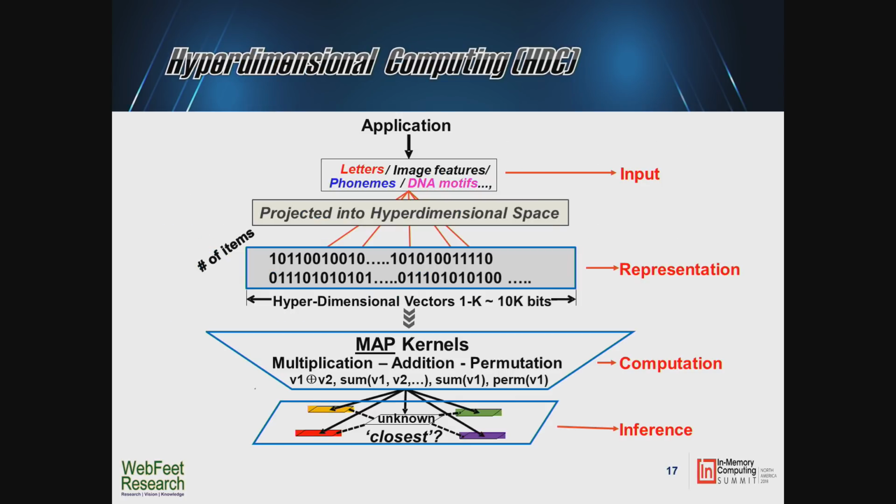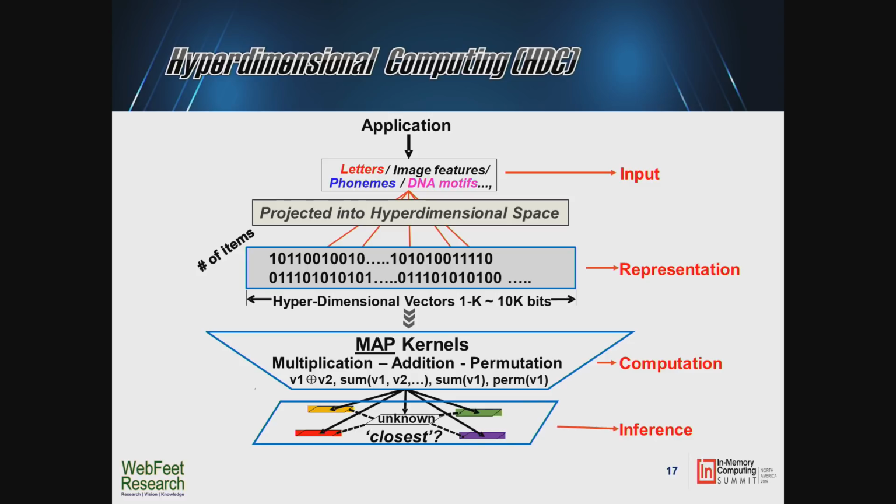Now, this is HDC. Notice I have the application, which consists of letters, image features, phonemes, DNA motifs. They're projected into hyperspace by a multiply. That multiply happens to be an exclusive OR. Also notice that those hyperdimensional vectors are 10,000 bits, but they can be smaller. In fact, in order to do prediction, we may need as many as 20,000. And I'm talking about a multi-frame prediction.